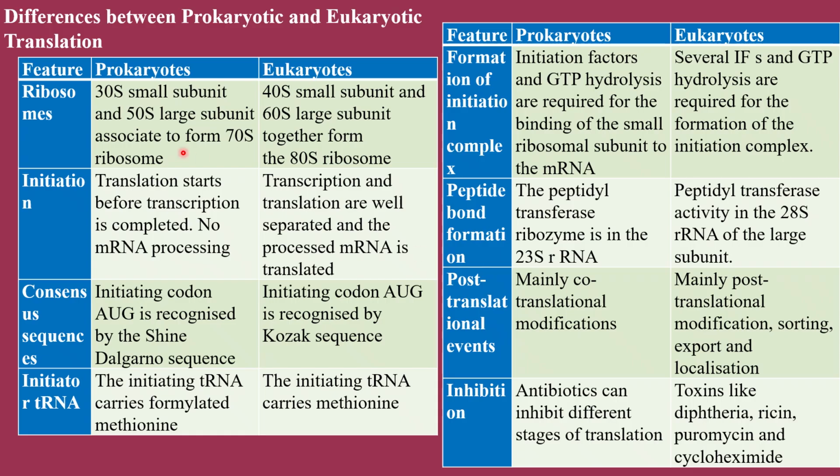Now in this slide, we'll see the important differences between prokaryotic and eukaryotic translation. Very, very important. First, with respect to the ribosome. In the prokaryotes, 30S is the small subunit and 50S is the larger subunit, which associate to form the 70S. While in the eukaryote, 40S is the small subunit and 60S the large subunit. Together they form the 80S ribosome.